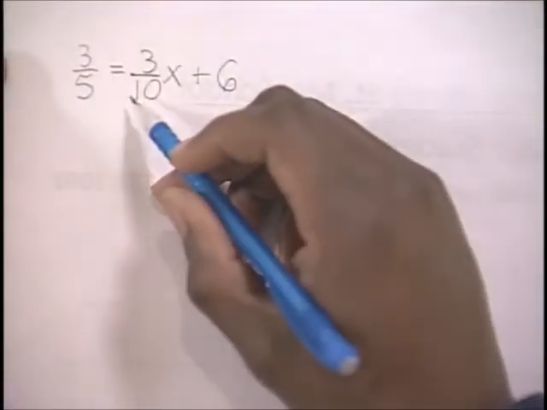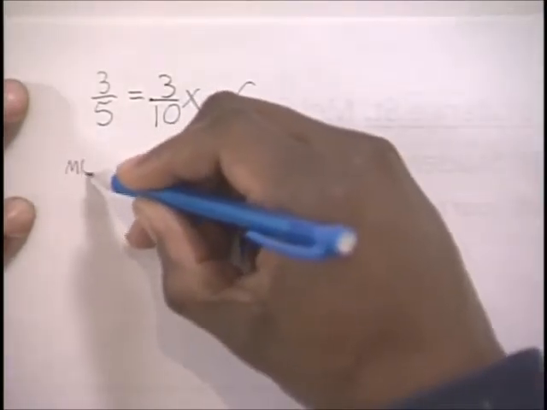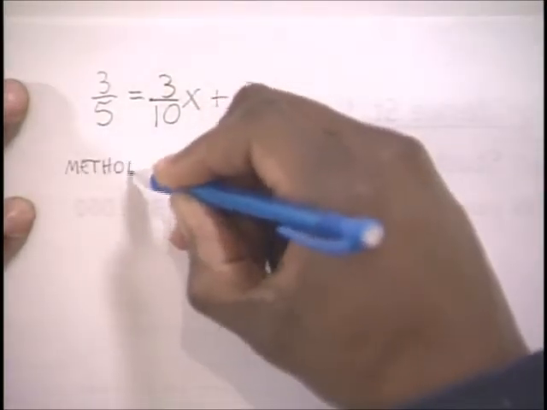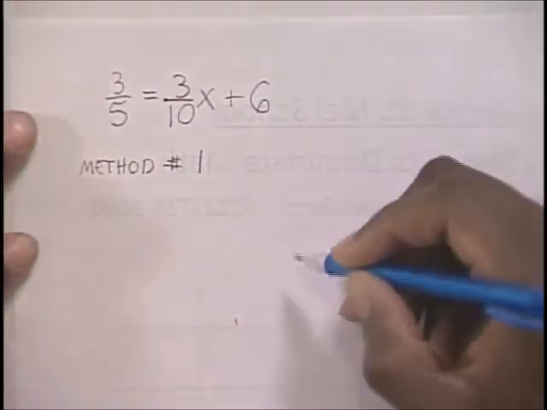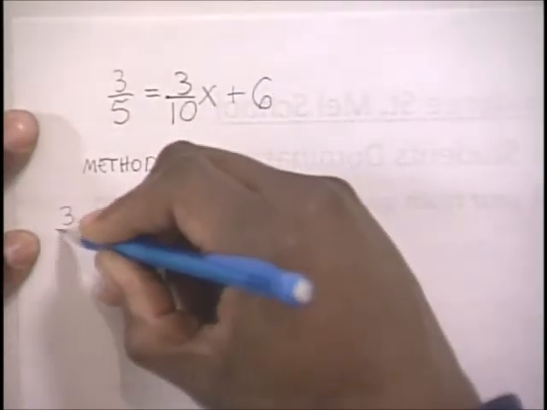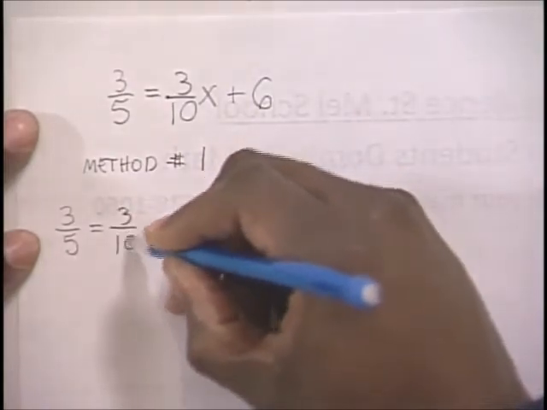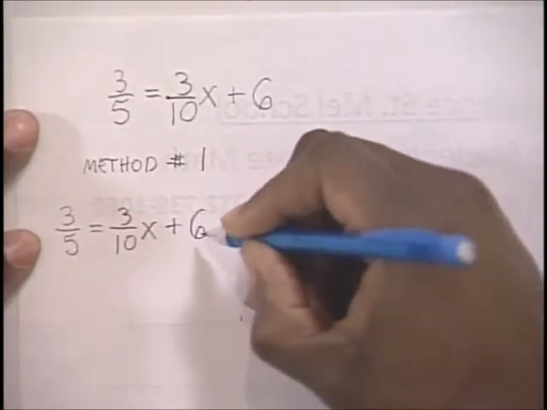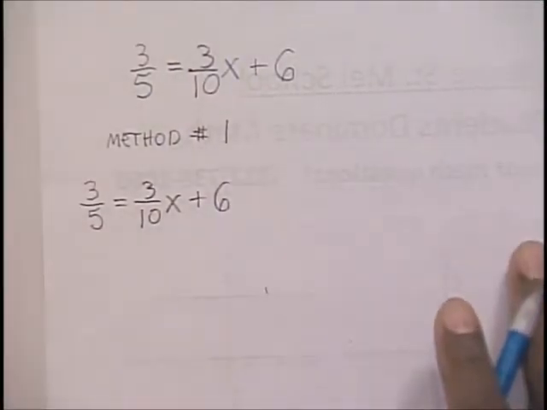So the first way we're going to solve for x here, method number 1, is we're going to get rid of the fractions. So let's start with the original problem. 3/5 is equal to 3/10 x plus 6. Let's get rid of all those fractions, okay?